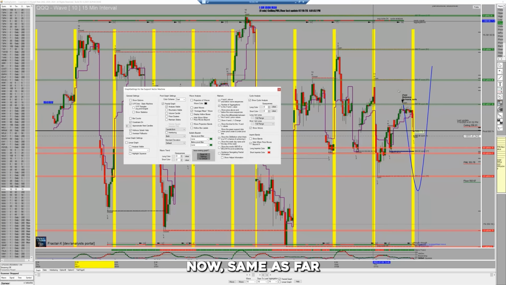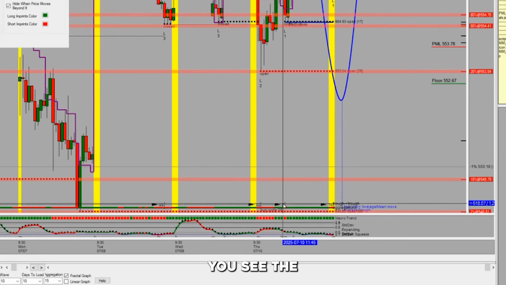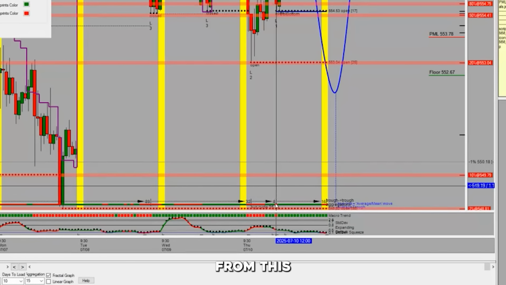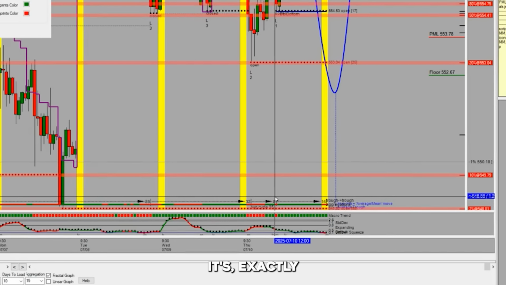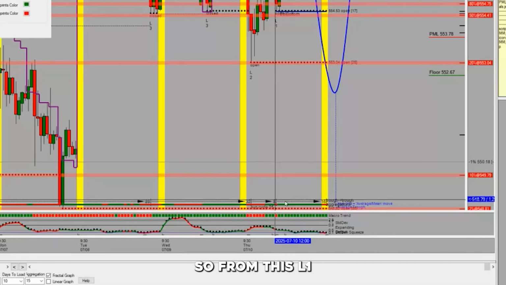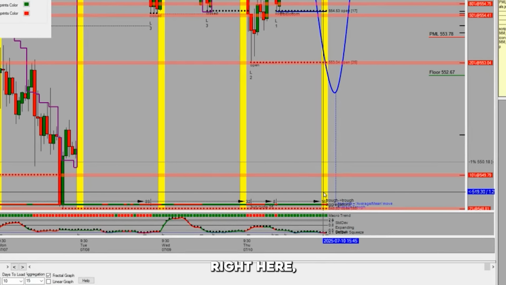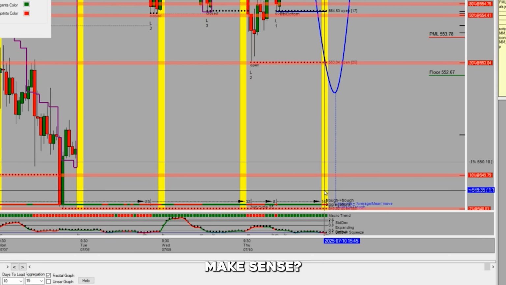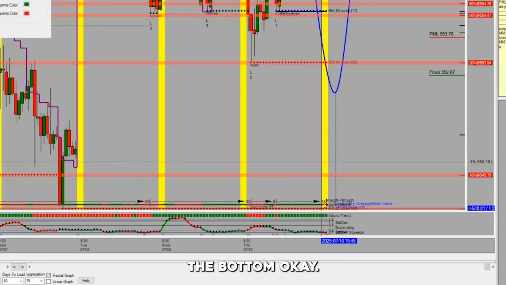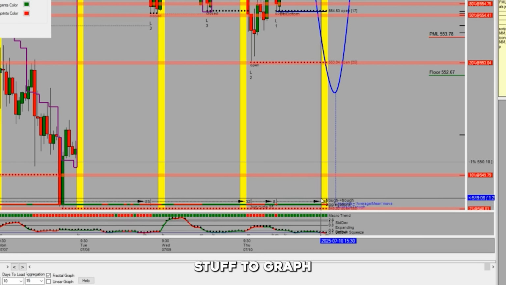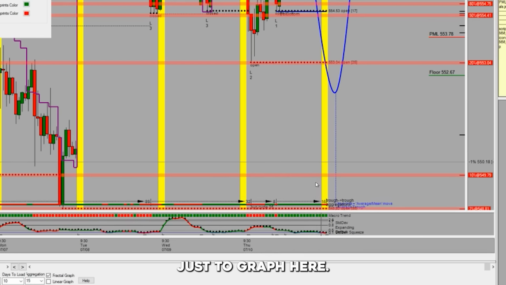Right now, same is for below the pivot. You see the cycle analysis here. You see the line right here that's forming. As you see, it's exactly matching the L1. So from this L1 to this L1 right here, there were 16 aggregations. Does that make sense? That makes sense. But where do you see where it says 16 aggregations on the bottom? You see the number 16 here? On the bottom side, yeah, there are also two blocks on the bottom side. So basically, it's trough to trough and peak to peak. Peak to peak here, trough to trough here.